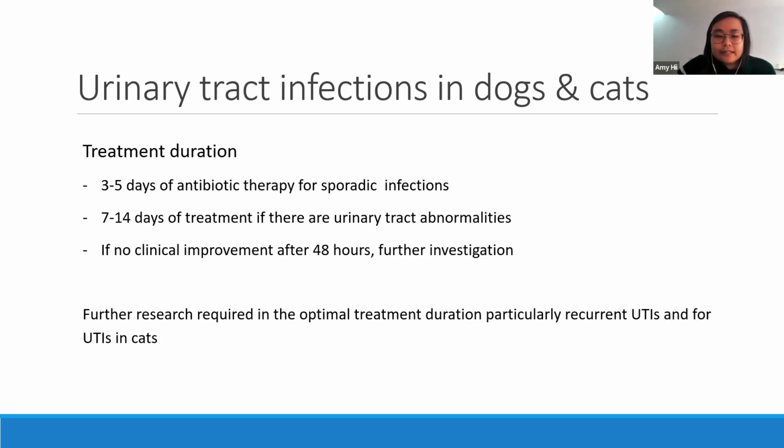Ideally, we need studies that use the same antibiotics but compare different lengths of treatment to establish the ideal treatment duration for each drug. It is also important to keep in mind that both studies only involved uncomplicated cystitis cases and dogs specifically. There needs to be further research into the optimal treatment duration for more complicated UTIs or recurrent UTIs, and for UTIs in cats.